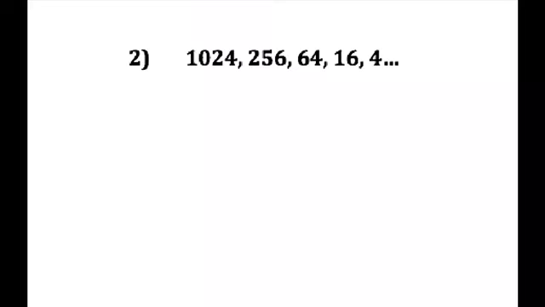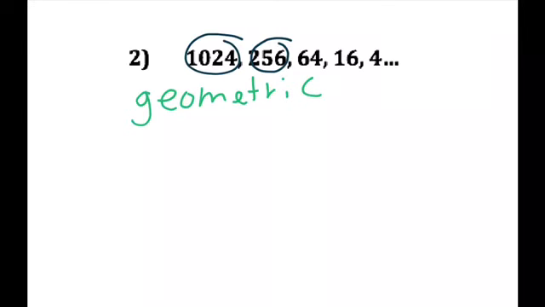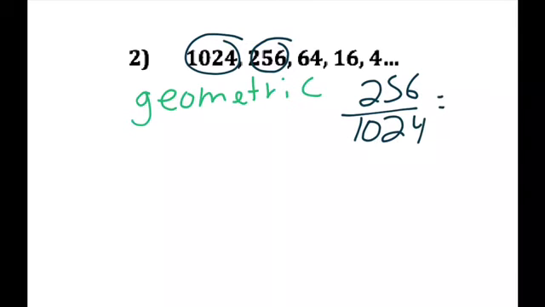Okay, for number 2, we need to first of all determine if it's arithmetic or geometric. I'm not adding by the same number every time. I can see that I am multiplying by the same number. To figure out what that number is, first of all, let's write down that it's geometric. To figure out what the number is, I am going to take a sub 2 and divide it by a sub 1. So I get 256 divided by 1024, and I see that I get 1/4, or 0.25 for r. So we know this equals r right there.